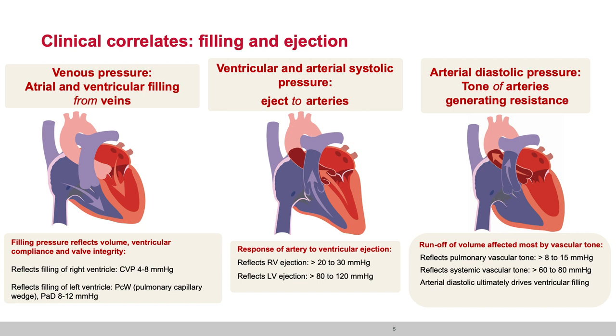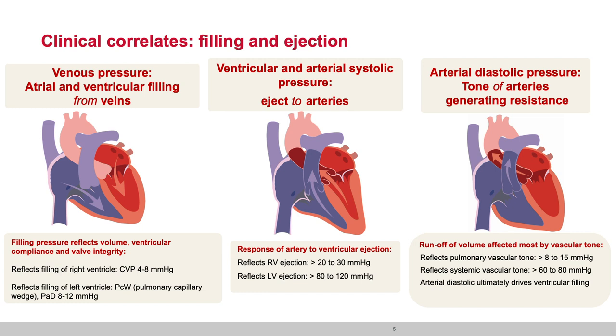Next, we look at ventricular and arterial systolic pressures, which are the reflection of the arterial response to that ventricular bolus, the response of the artery to the ventricular ejection. A couple of things affect that, and we're going to talk a lot about them in a few minutes. Now, reflecting that RV ejection, we will see a PA systolic pressure of somewhere between 20 to 30 millimeters of mercury. And reflecting the LV ejection, we hope and pray that you're going to see a systolic pressure of 80 to 120 millimeters of mercury.